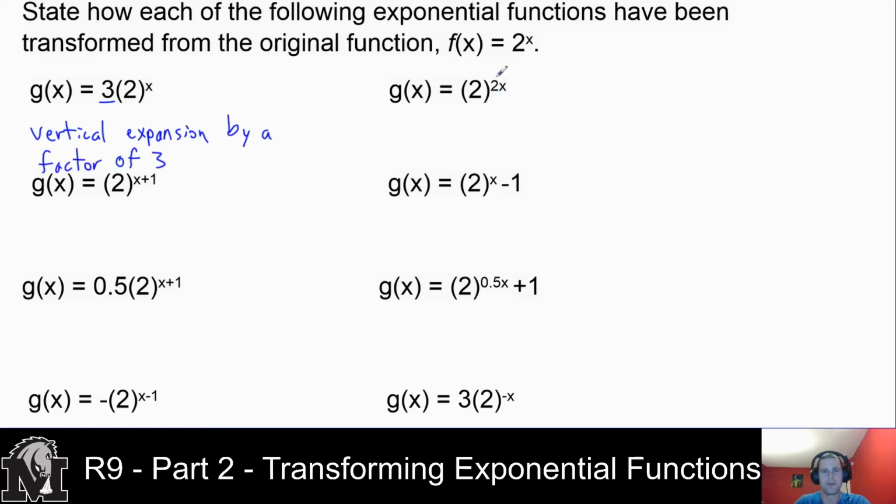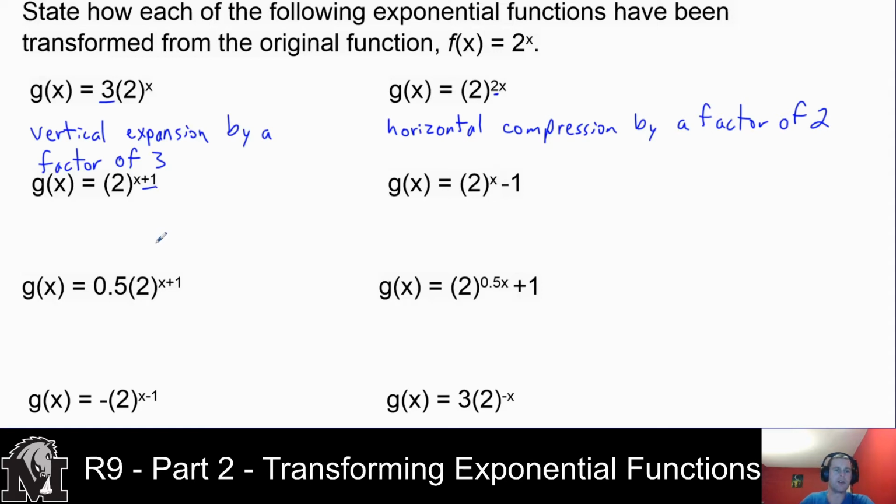Over here, the difference from our parent function is this 2. So that is going to be a horizontal compression. Example number 3, this plus 1 is different, and that is going to be a horizontal shift of 1 unit to the left. Now example number 4 looks quite similar to example number 3, but this minus 1 is no longer in the exponent. It's the same size, if you will, as the base. So this is a vertical shift 1 down.